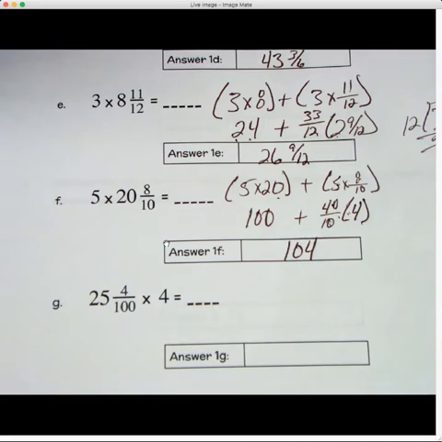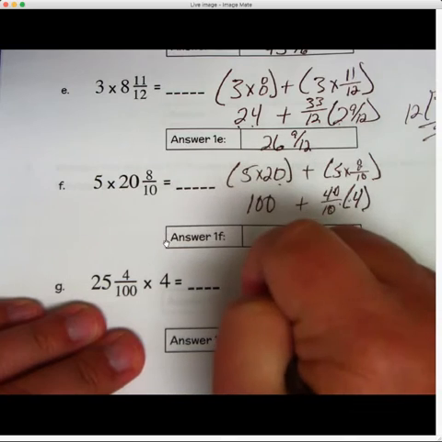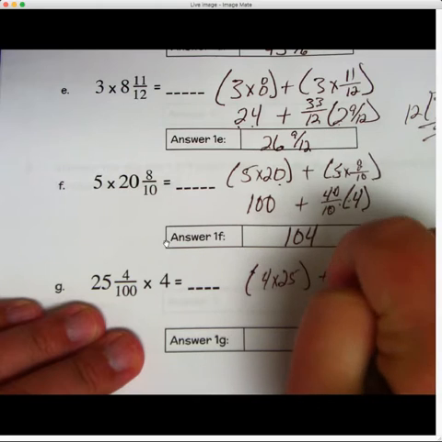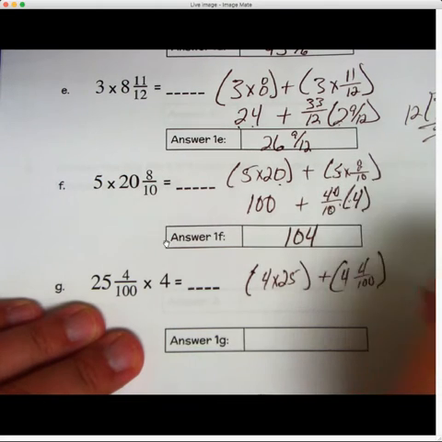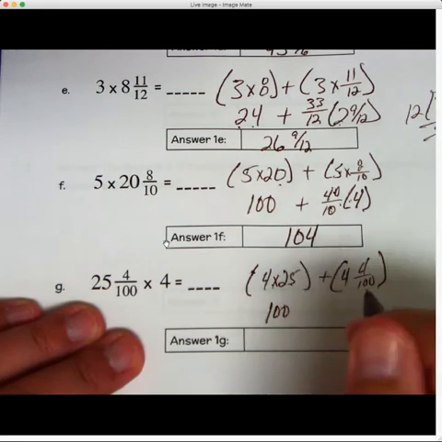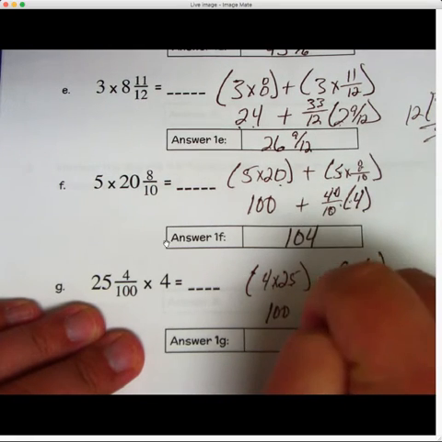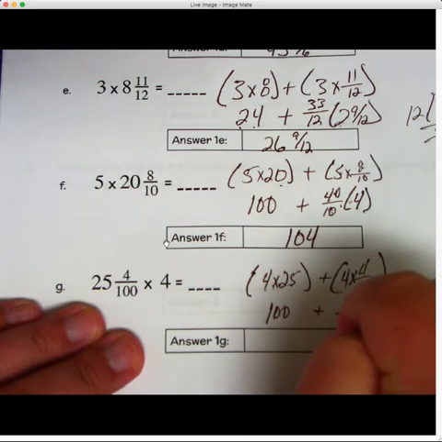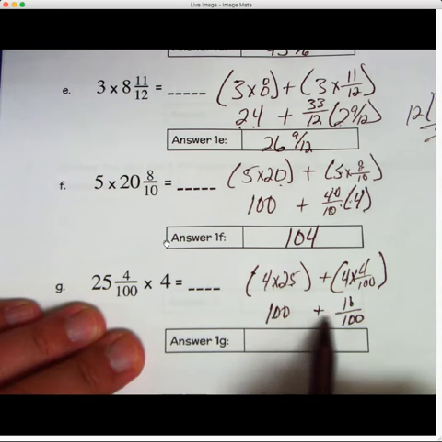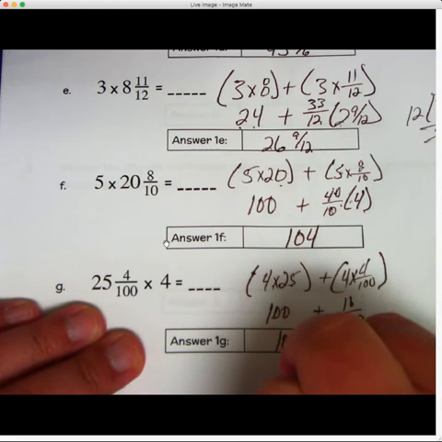Now we got a big dude. We got 25 and 4/100ths times 4. We just got to do, okay, 4 times the 25 plus 4 times the 4/100ths. 4 times 25 is 100 again. Okay, 4 times 4 over 100 is 16 over 100. Well, that's pretty easy. I don't have an improper fraction, so I just do 100 plus 16 hundredths is 116 hundredths.